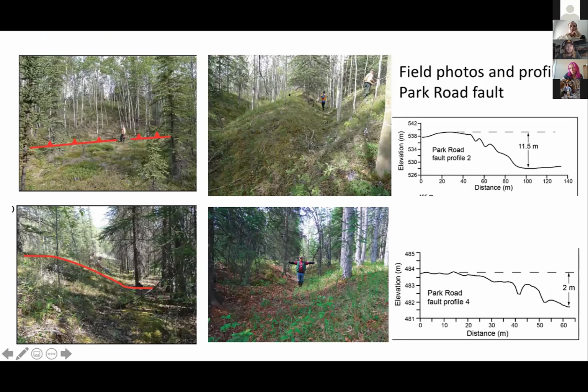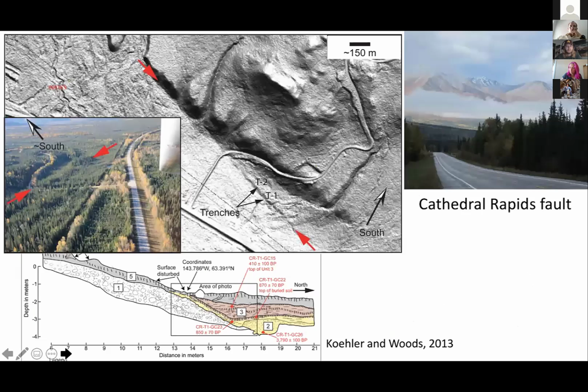So this image on the right is these big grabens in the hanging wall, and this is a 12-meter scarp. And then the last example is the Cathedral Rapids fault, which shows folding. We did some trenching there, and so we show folding. We don't find the fault at all, but folding of flat-lying deposits.